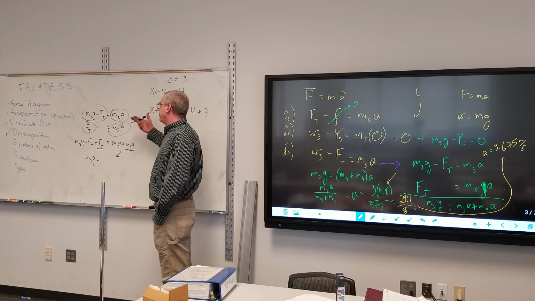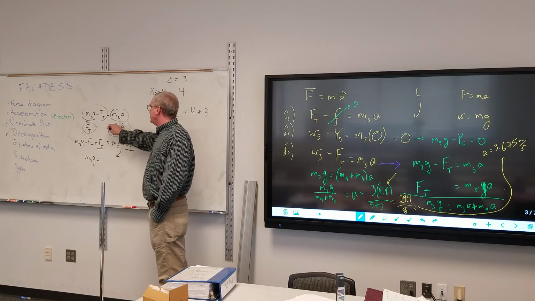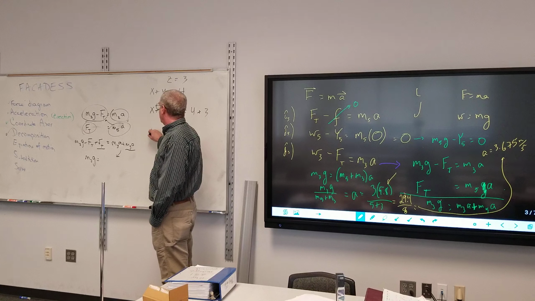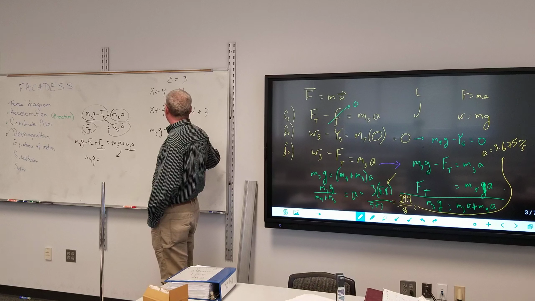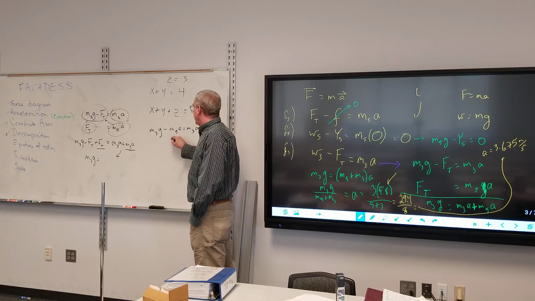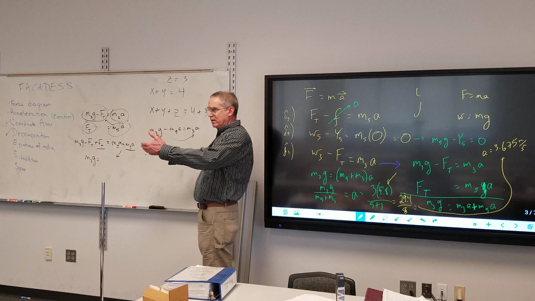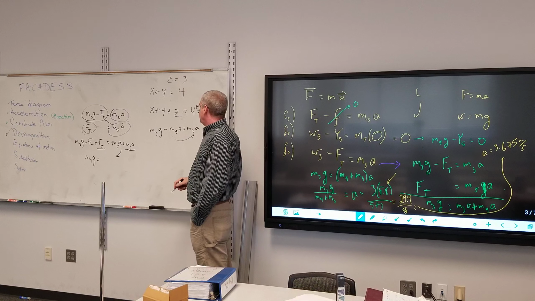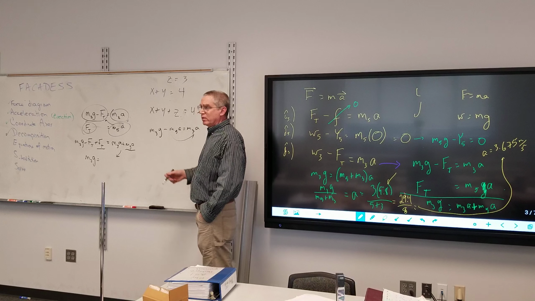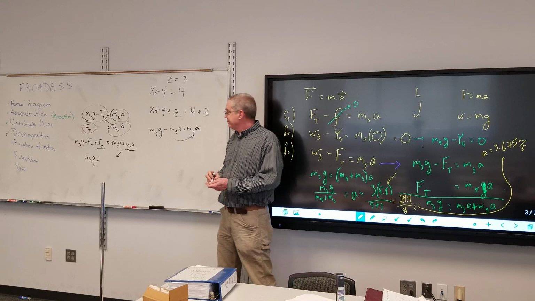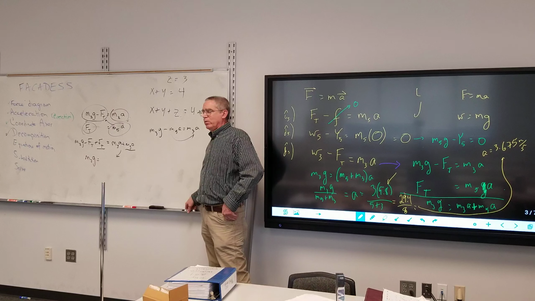Alternatively, some people don't like this method. They'd rather do substitution. Since we have a value for tension, we could just plug this in for tension and have M3G minus M5A equals M3A. Add this to the other side, because we're ultimately trying to find A, so we need to get all the A terms on one side. And then that puts us exactly where we were before. It's one step longer, which to me, I don't want to do.